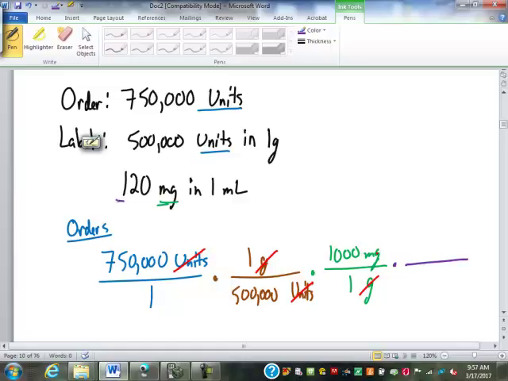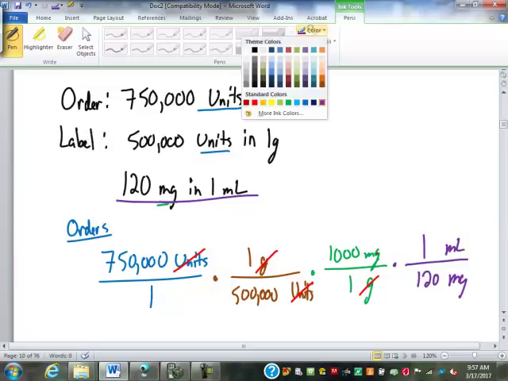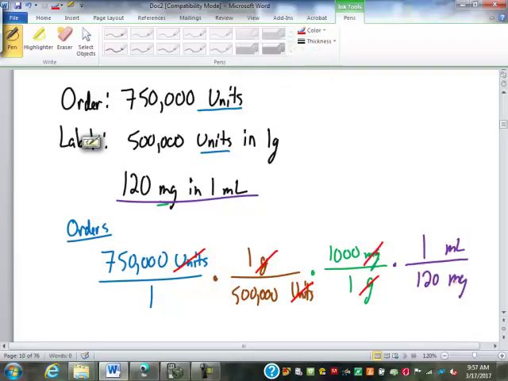Cancel out the grams. At this point, now we're in milligrams. And now we can use our next equivalency, the milligrams to milliliters. It's 120 milligrams in 1 milliliter. So now the milligrams have canceled out.